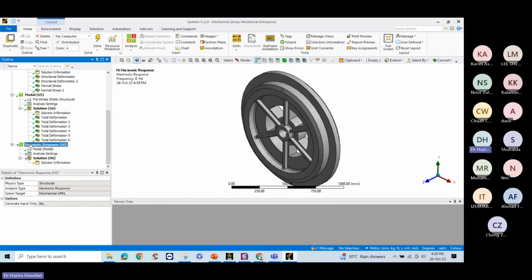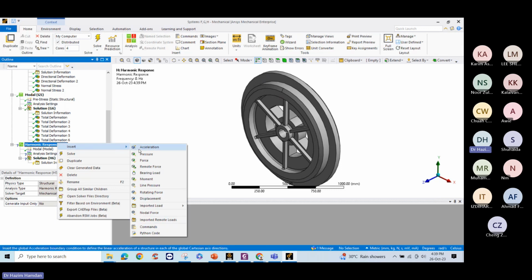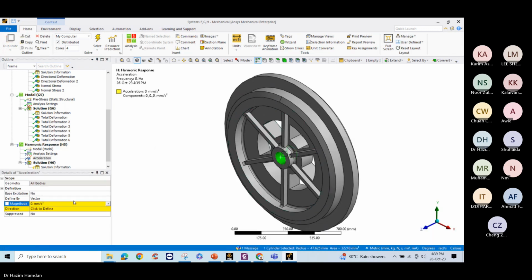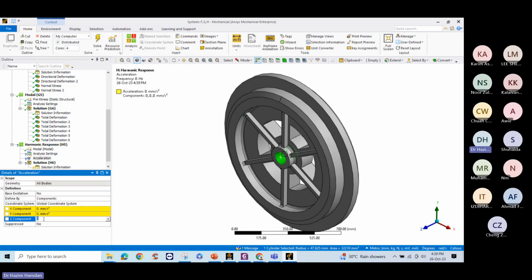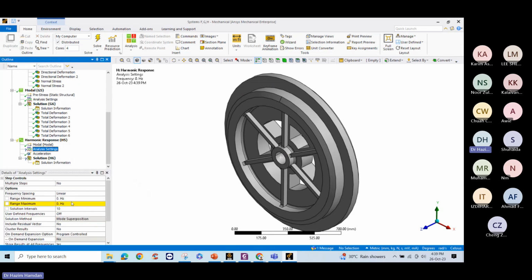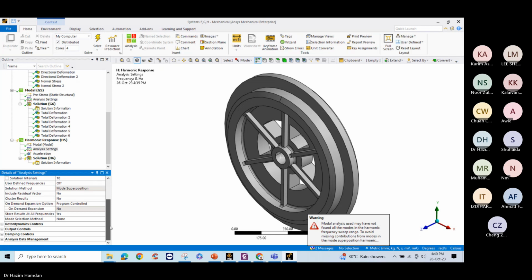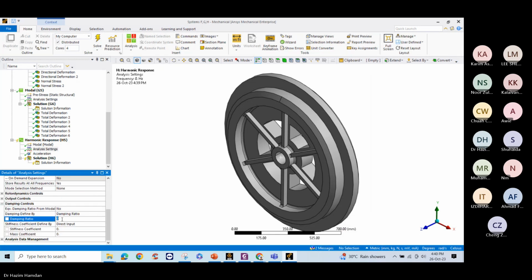Okay, now is the last one. Actually, you can also perform the harmonic response. In the harmonic response, I will include one acceleration here. So add a component here, and then at the z-axis, I put 20,000. Okay, and then for the analysis setting, the minimum range is 0, and then maximum range I set 500. Then for damping ratio, for this one I use 5 exponent -2.